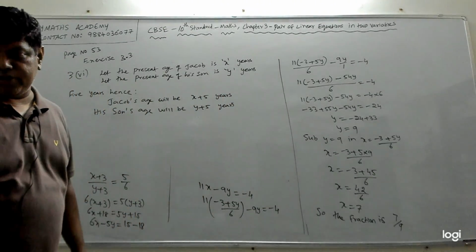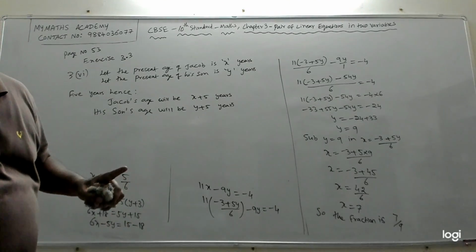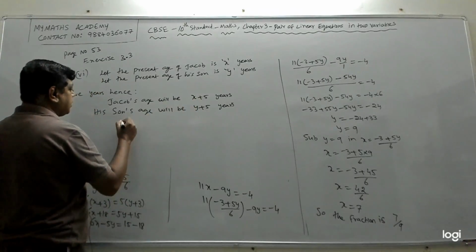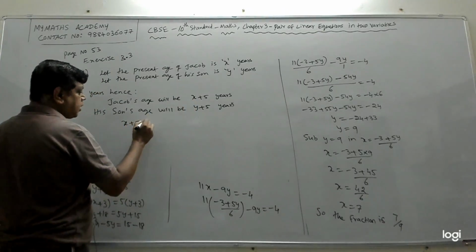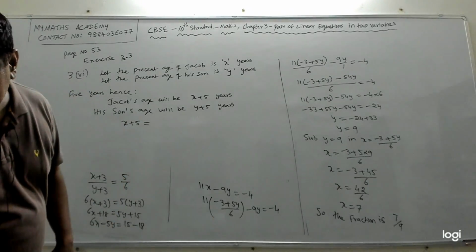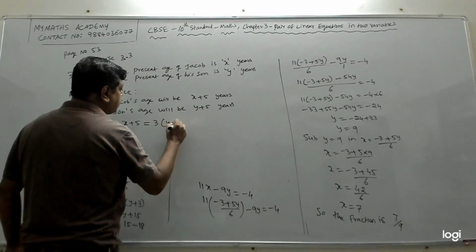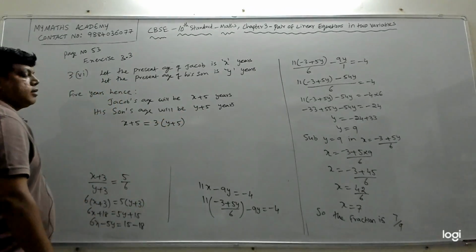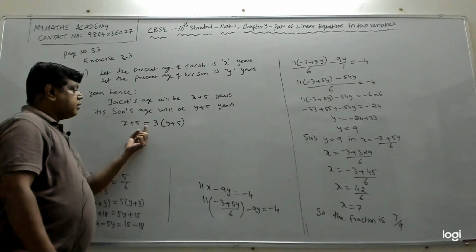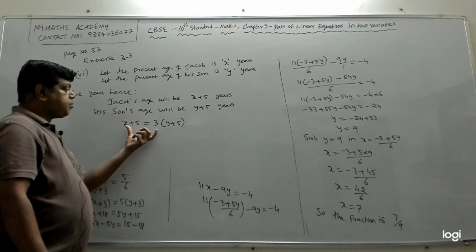Now let's read the statement. 5 years hence, the age of Jacob will be 3 times the age of his son. What is the age of Jacob after 5 years? x plus 5. So the age of Jacob equals 3 times his son's age, and the son's age will be y plus 5. So from the first statement we have got this equation.